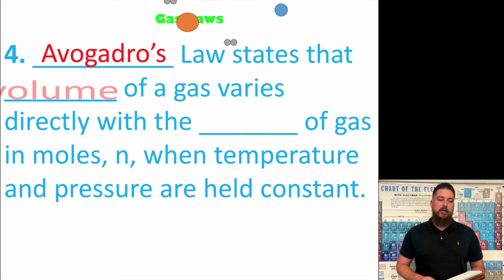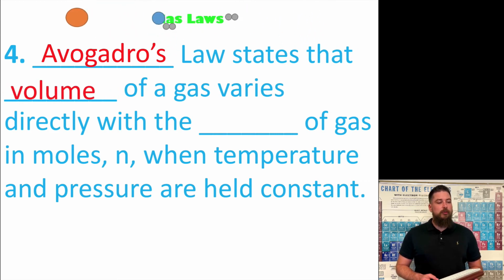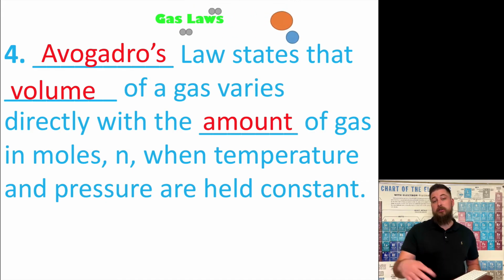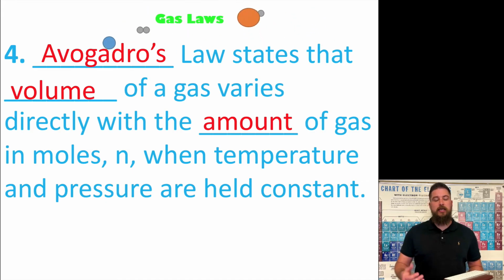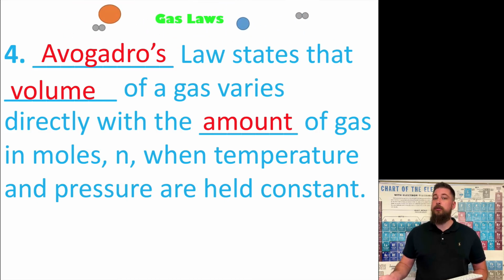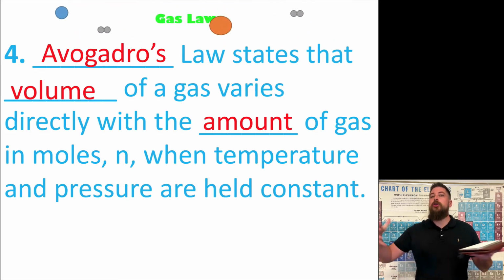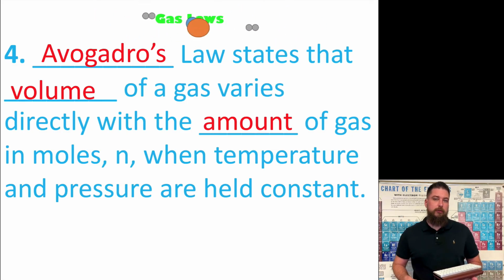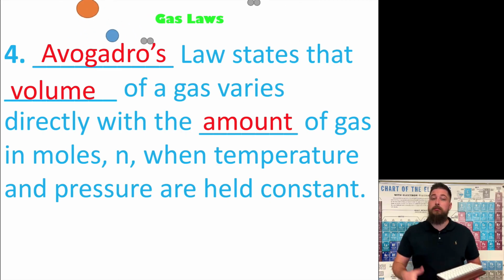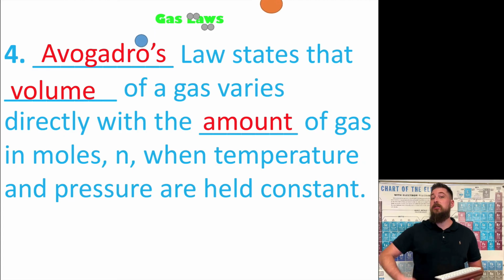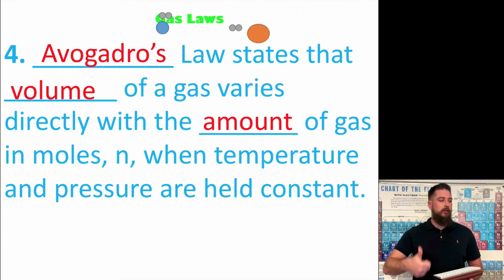All right, then we have Avogadro's law that states that the volume of a gas is directly related to the amount of gas that's inside of that container. And this is assuming a constant pressure and temperature. And a great example of this is a balloon. The volume of a balloon is dependent on how much gas is in the balloon. If you add more gas, the balloon gets bigger. And so that's a direct relationship. As you increase the amount of gas, you're increasing the volume, and that's Avogadro's law.